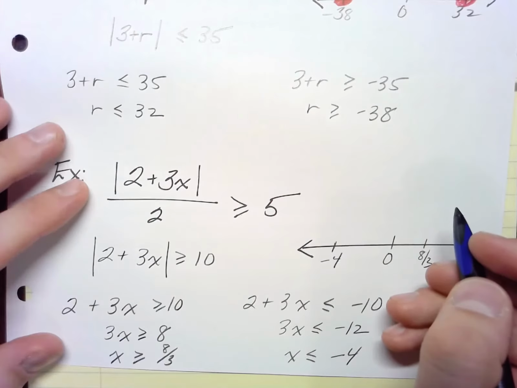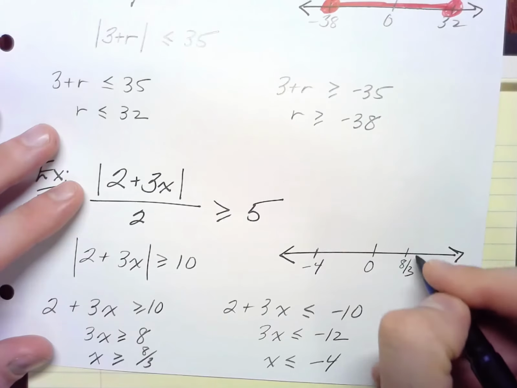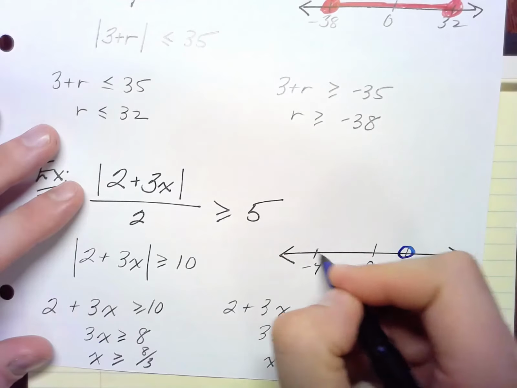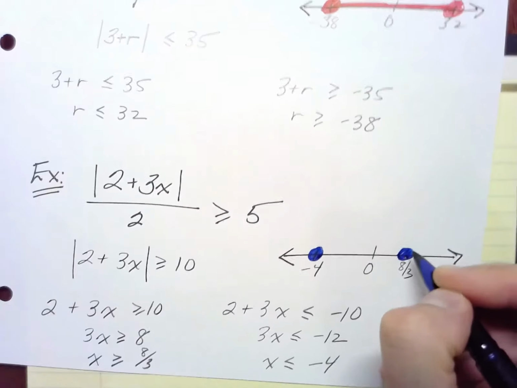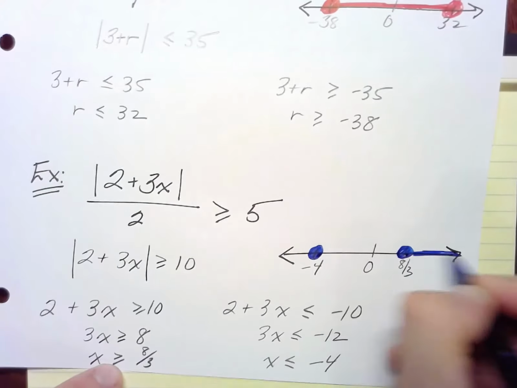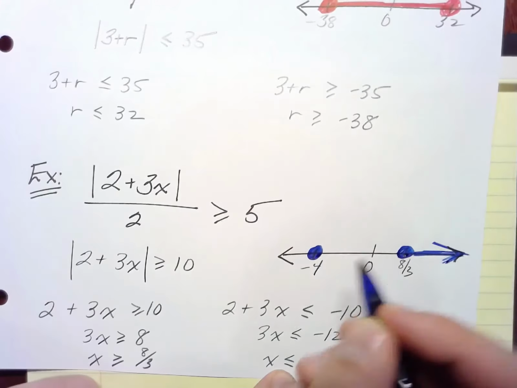Okay, did you figure it out? 2 2/3. So here it is. These are both filled in. It's bigger than 8/3, and it's less than negative 4.